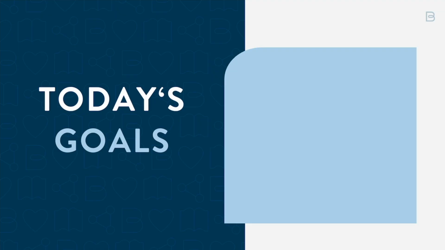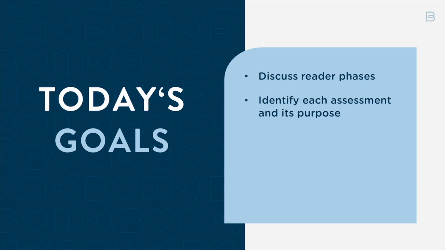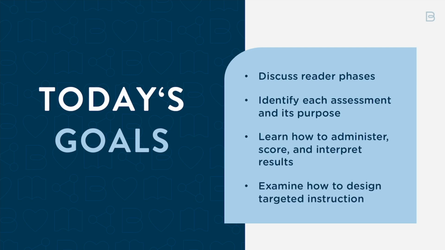Let's get started. In this video, we'll walk you through the essential steps needed to assess your students' reading and spelling skills. We'll discuss the reader phases, identify each assessment and its purposes, learn how to administer, score, and interpret results, and examine how to design targeted implementation and instruction for your struggling readers and students with dyslexia.